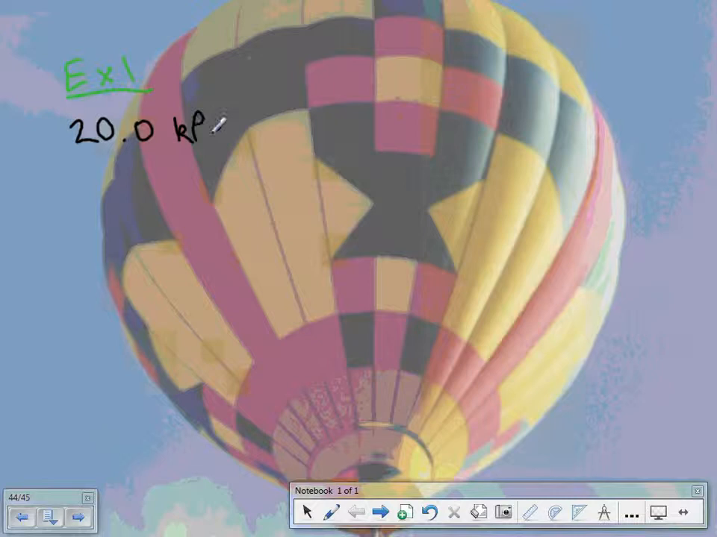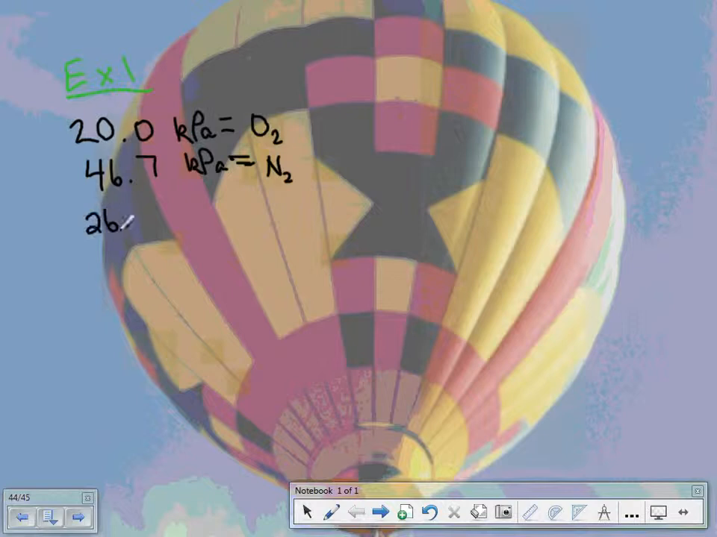All right, 20.0 kilopascals of oxygen, 46.7 kilopascals of nitrogen. Okay, more Brinkelhoff elements here. Let's see, equals. All right, and 26.7 kPa of hydrogen. They're all Brinkelhoff elements. A lot of our elemental gases are Brinkelhoff elements. Okay, and now we have to find the total pressure for all of these.